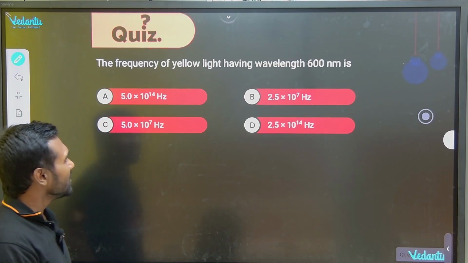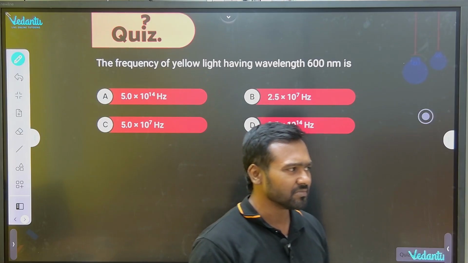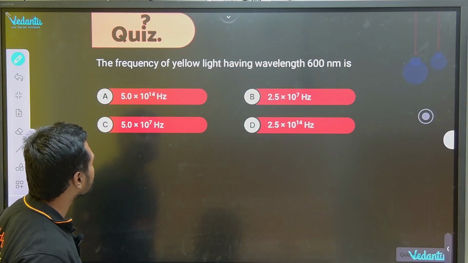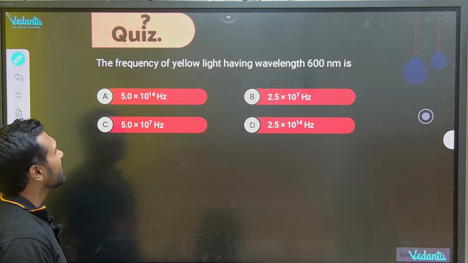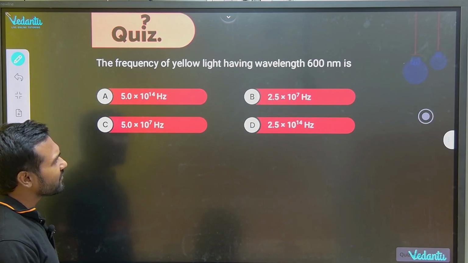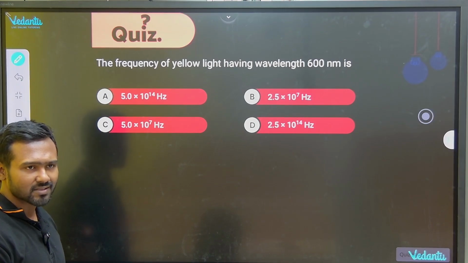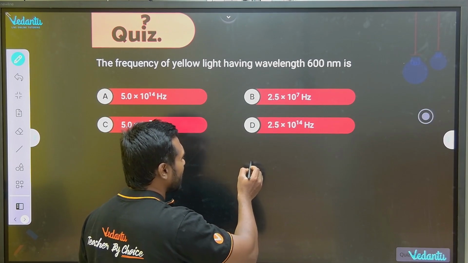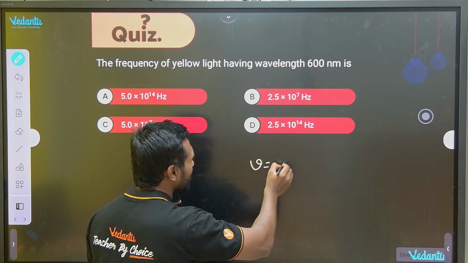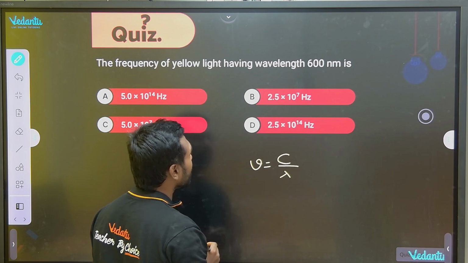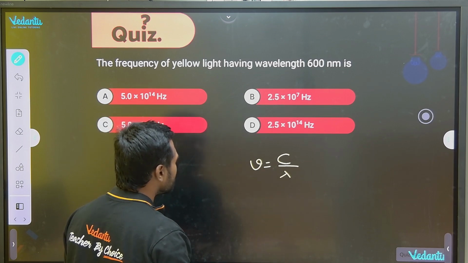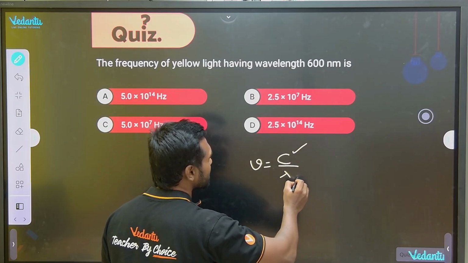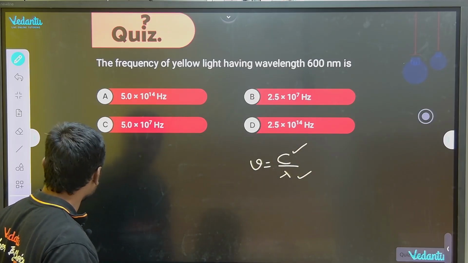Next question. These are all the simple questions they used to give. Now also they are giving, but they change it a little bit. The frequency of yellow light having the wavelength 600 nanometers. I'm not going to solve more of these type of questions, you rarely get them nowadays. Nu is equal to c by lambda, right? They are asking frequency. So the velocity of light you can substitute, and the wavelength they give is 600 nanometers, you can substitute, and you will get the answer.